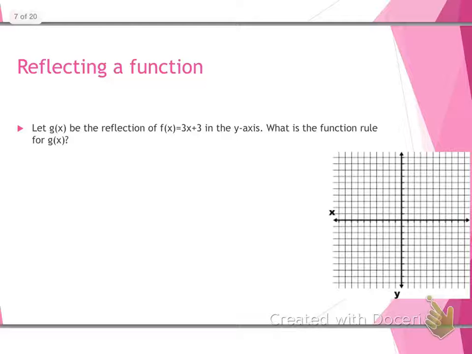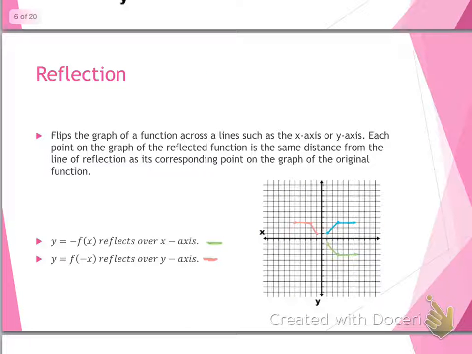Okay, reflecting a function. So my original, or my parent function, is this 3x plus 3, so let's go ahead and graph that. So we start at 3. We go up 3, 1, 2, 3 to the right 1, or down 3, 1, 2, 3 to the left 1. Okay, and then we need to flip it over the y-axis. So my original function is this 3x plus 3. Well, flipping over the y, if we look, it is a negative x.